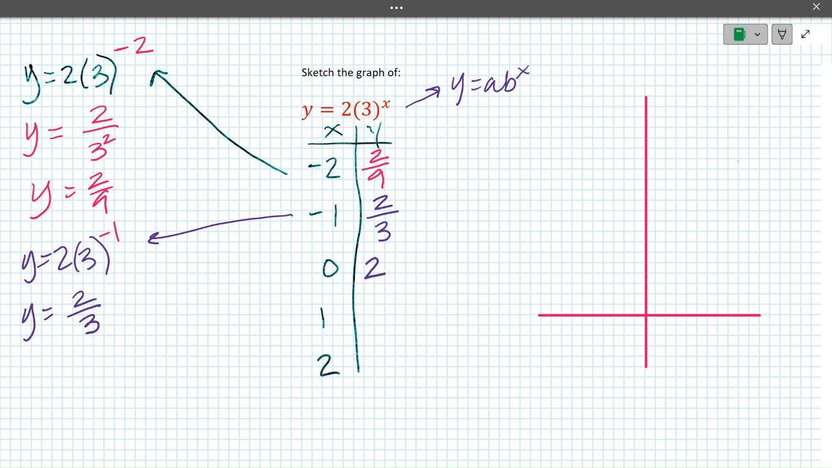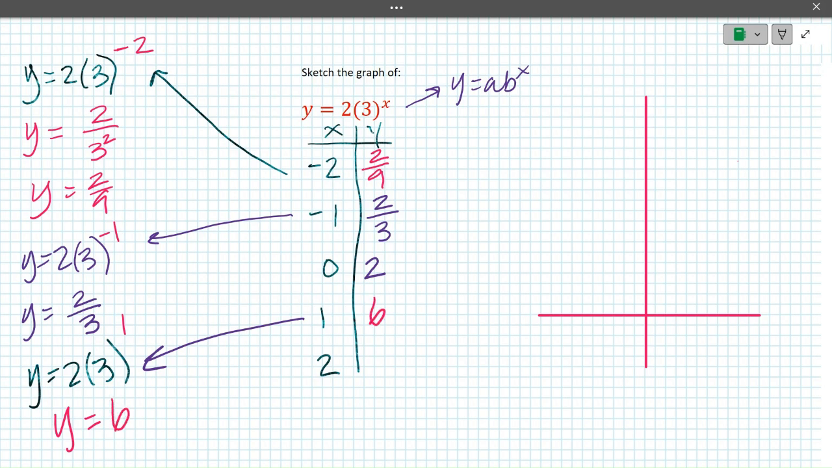Anything raised to the 0 power is 1. So 2 times 1 is 2. All right, let's do this one now. And we're just going to go ahead and plug this in. Everywhere I see x, I plug in 1. So 2 times 3 is 6, and we get 6 here.